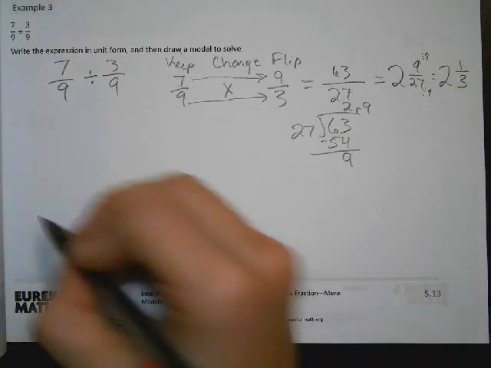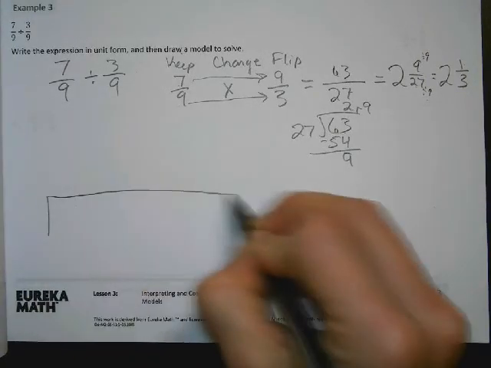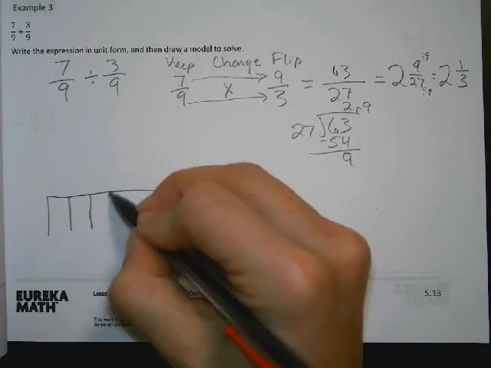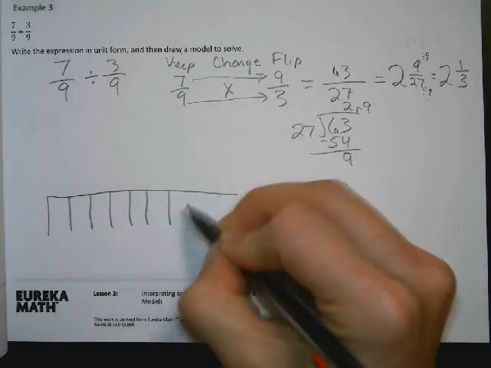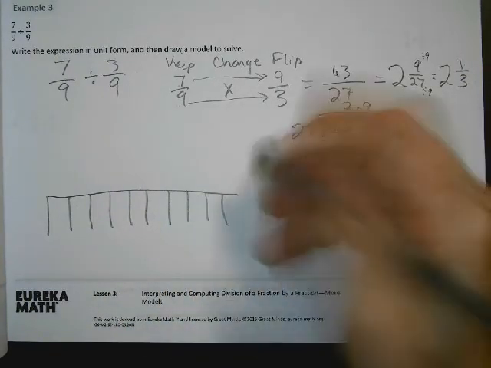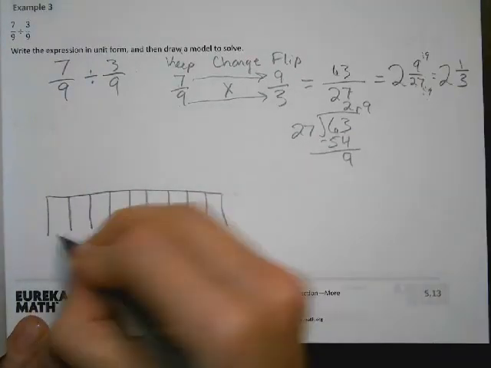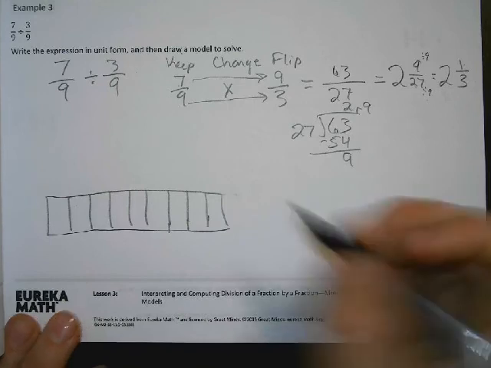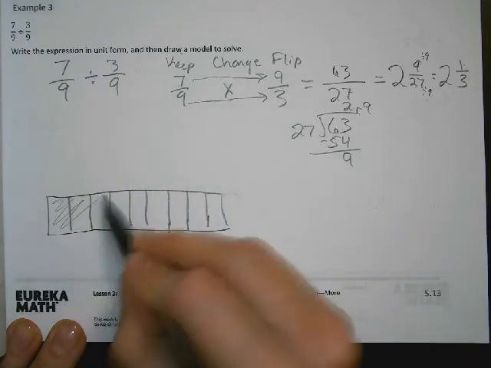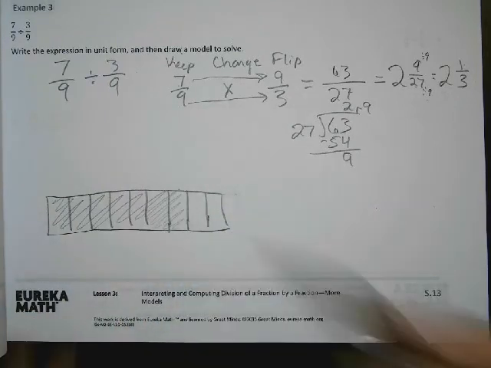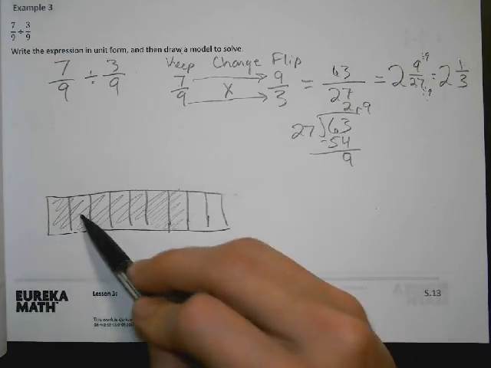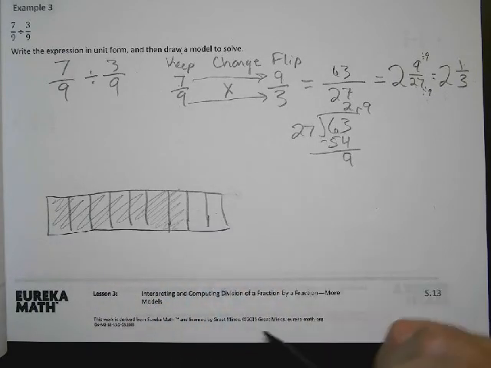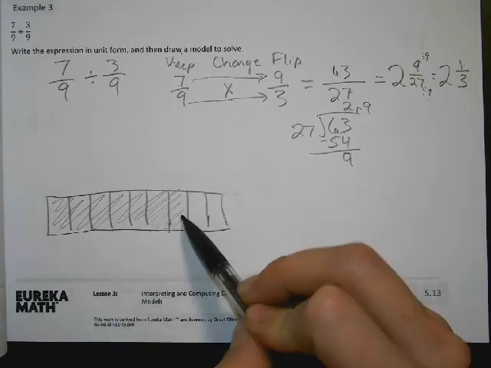Now your model, you want to have 9 boxes. And show that you have 7 of them. So we're going to shade in the 7. And again, each of these is 1/9 all the way down. That's 1/9, and that means 7 of them is 7/9.